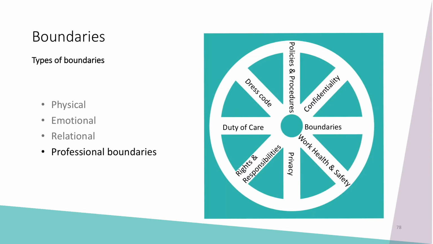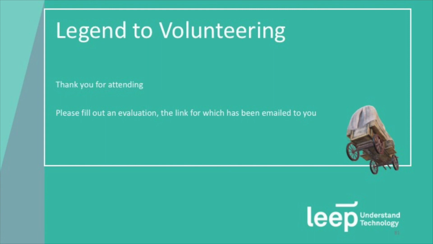There are other professional boundaries that should be spokes of our wheel. They are things like dress code, privacy and confidentiality, and they should appear ideally in the policy and procedures manual, some guidelines around them. Okay, that brings us to the end of our Legend to Volunteering presentation.